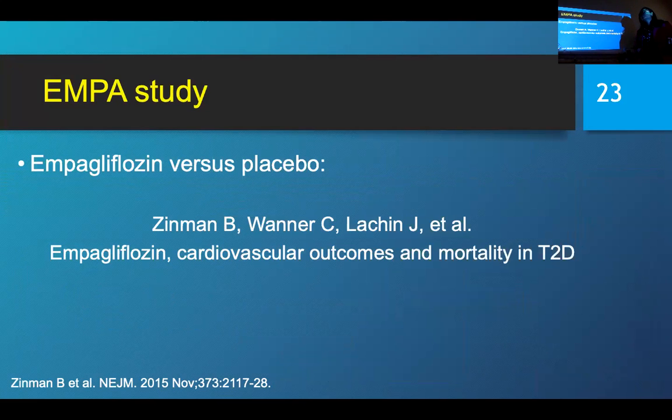Now, patients with type 2 diabetes are usually at risk of cardiovascular disease. And patients who have cardiovascular disease and type 2 diabetes are at higher risk of death. So if we use empagliflozin, would it protect our patient from the cardiovascular outcomes and death?